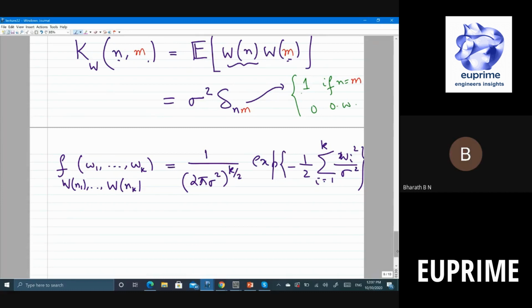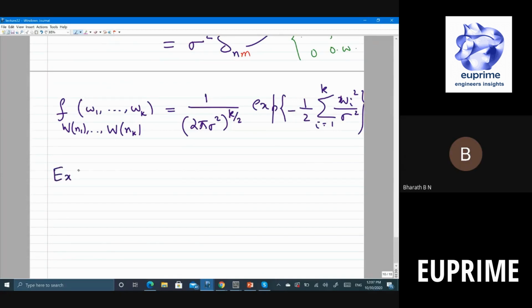Okay. Let's look at another example. Maybe it will be clear. This is an example which is again a discrete time example. So what I'm going to do is write this as S of n, which is the sum, i equal to 1 to n, of W of i. Okay. This is some process. So this W of n, right? These are all IID random variables. Okay, is that fine?